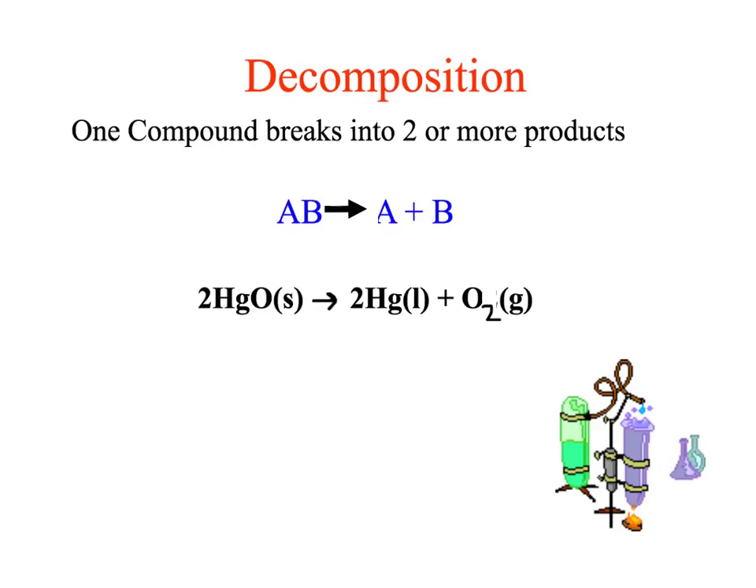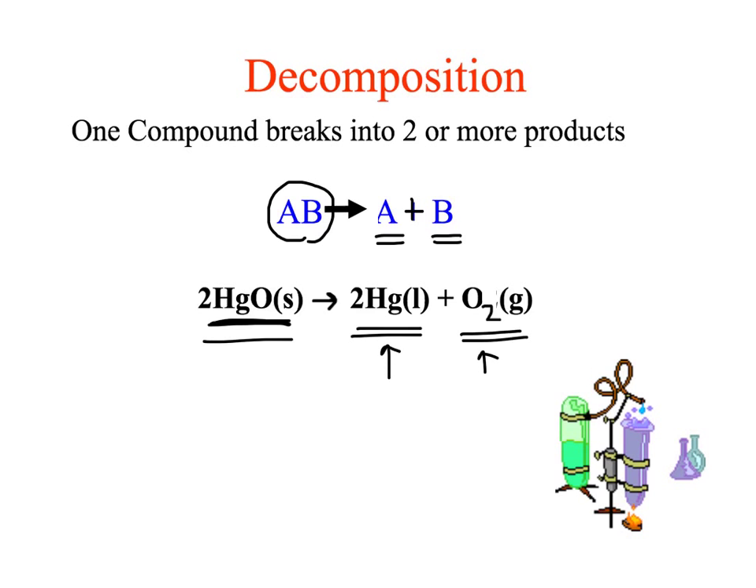Our second type of reaction is called a decomposition reaction, and it's sort of the exact opposite of a synthesis reaction. We have one thing on the left, and it decomposes or breaks down into 2 or more things on the right. And so you'll see here we have our mercury(II) oxide. It breaks into liquid mercury and oxygen gas. One thing on the left, 2 or more on the right.